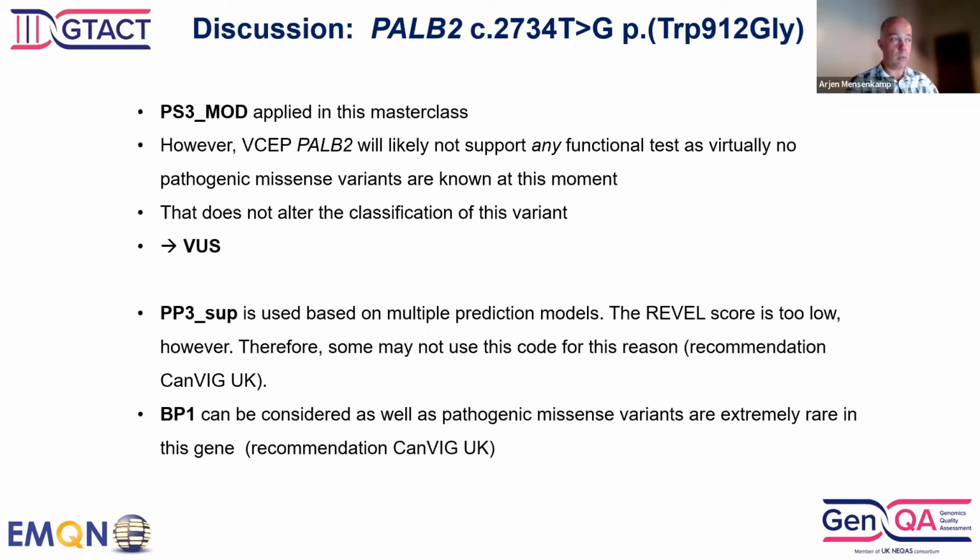The other way around, into the benign variant, BP1 can be considered, as well as, just as I mentioned, missense variants in PALB2 are extremely rare at most, if at all present, and therefore BP1 can be applied, and this is also a specific recommendation in the CanVIG-UK guidelines. So these are alternatives that could have been chosen.